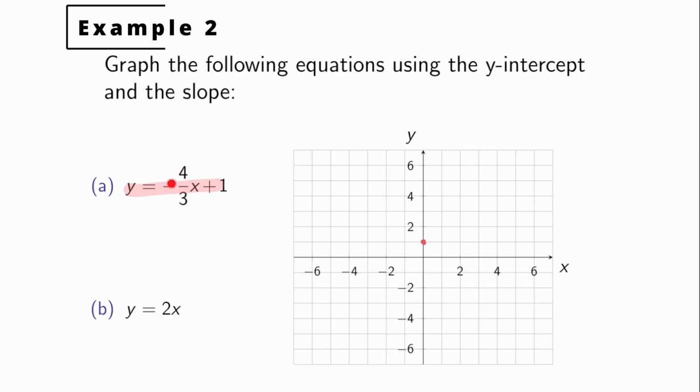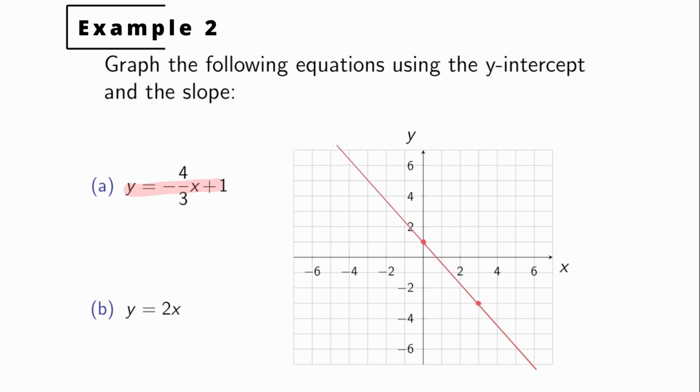Remember, slope is the vertical change divided by the horizontal change, and the negative means we go down for the vertical change. The horizontal change is 3, so we go 3 units to the right. Then we go down 4 units: 1, 2, 3, 4. That puts us right here, so that's the point (3, negative 3). I'm going to graph that point, and that gives us the second point. Again, if the slope is negative 4/3, for every 3 units we go to the right, we should go 4 units down. Then we just graph the line through those 2 points.